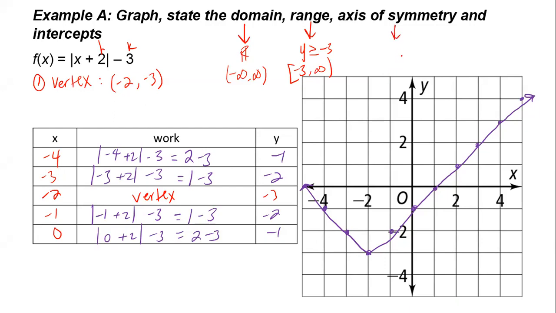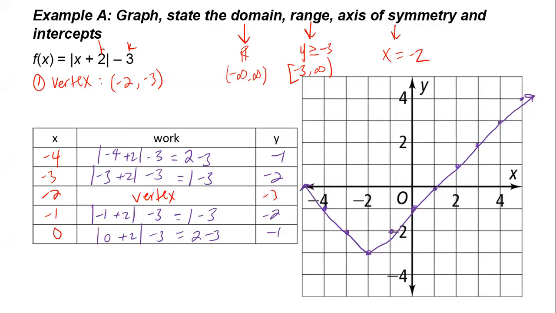Your axis of symmetry is the invisible line that divides this function into 2 equal parts. What is that invisible line at? X equals -2. Questions about identifying domain, range, and axis of symmetry.